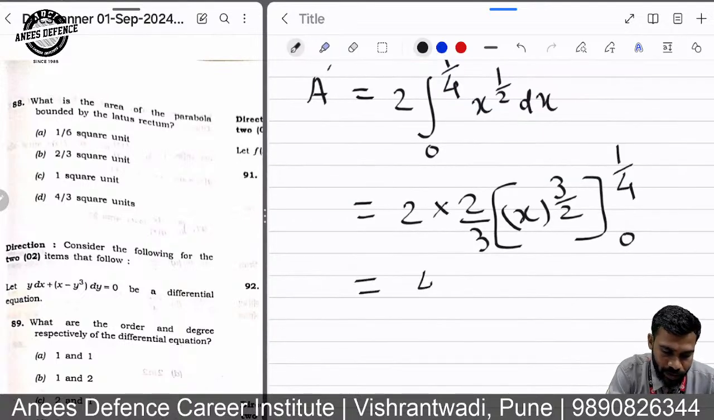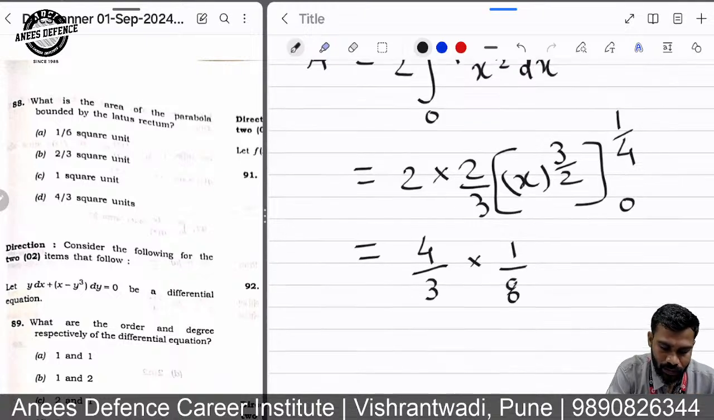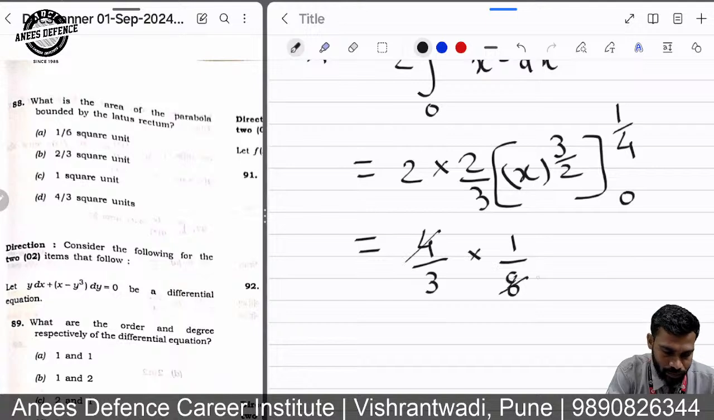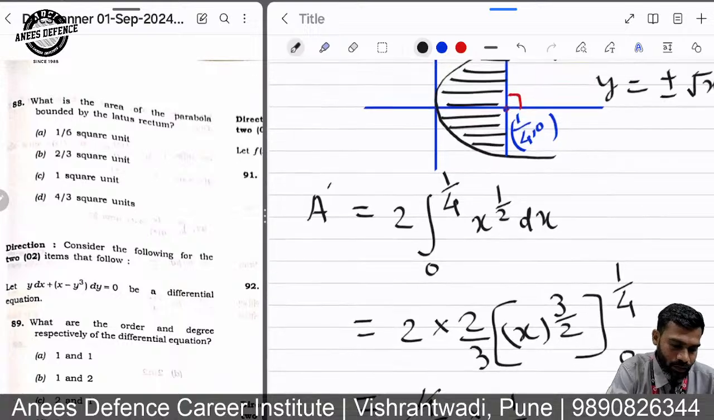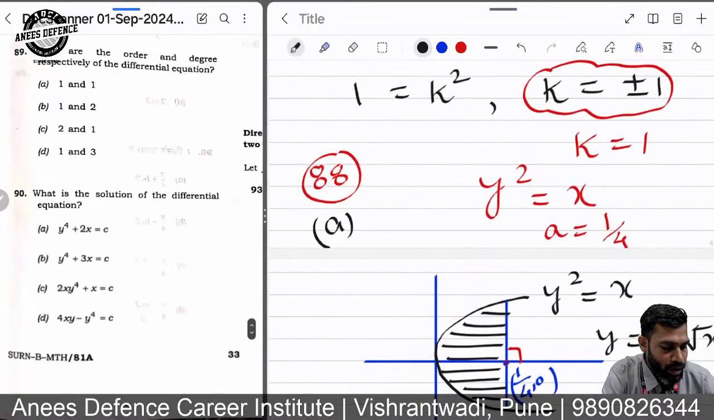So this will be 4 by 3 into the upper limit. If you put it, you will get 1 by 4, 1 by 2, 1 by 8. So the answer will be 1 by 6. So A is the right answer for this. Now let us move to the next question.